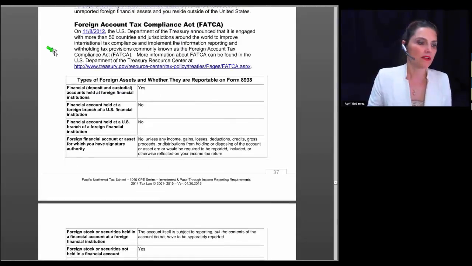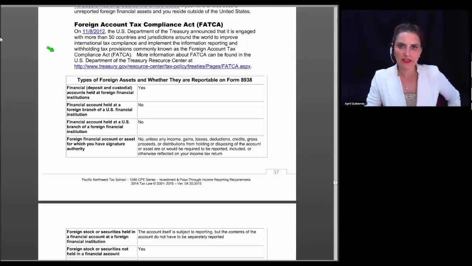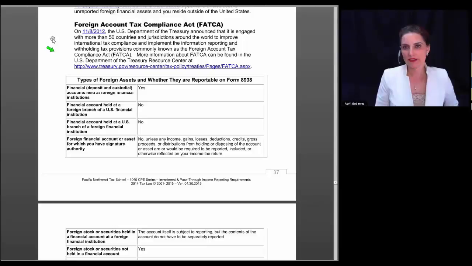All right, so the next thing we're going to talk about is the Foreign Account Tax Compliance Act, or FATCA. There's the FBAR requirements and there's the FATCA requirements, and most of the rules for them seem very similar, but ultimately they have differences between them. FATCA came into effect a few years in the past. It's been around since about 2010. On November 8, 2012, the U.S. Department of the Treasury announced that it had engaged with more than 50 countries and jurisdictions around the world to improve international tax compliance and implement the information reporting and tax compliance procedures that are commonly known as FATCA. For more information about FATCA and these regulations, you can click on the link I've shown here.